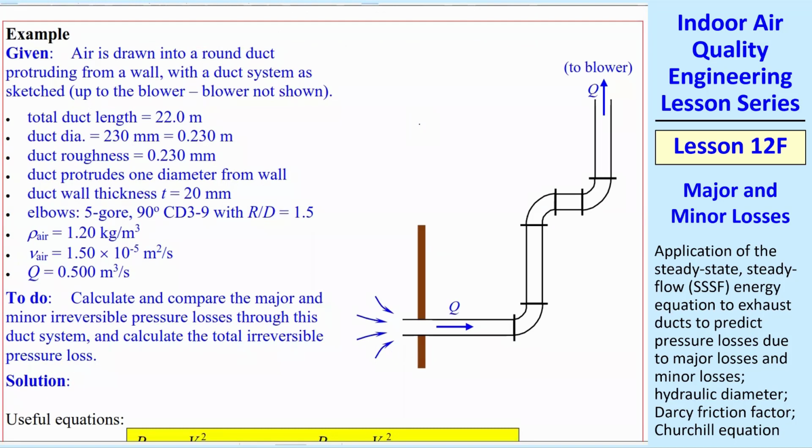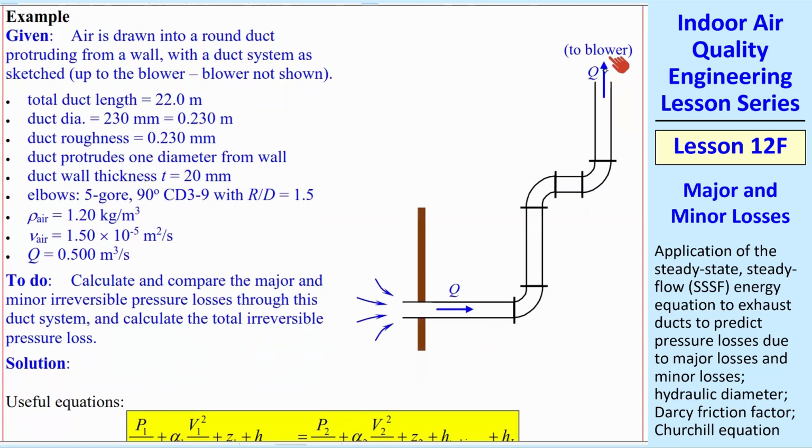Air is drawn into a round duct. It's protruding from a wall, and there's a blower, but we don't show that. We're just interested in the duct right now. Total duct length is given, and the duct diameter. Roughness, this is our epsilon. The duct protrudes one diameter from the wall. There's the duct thickness. That's going to matter for the minor loss associated with that. They call it a reentrant entrance.